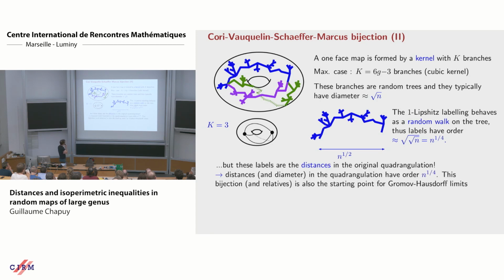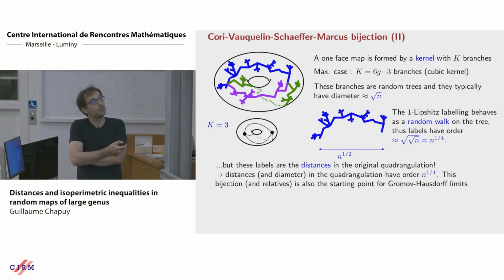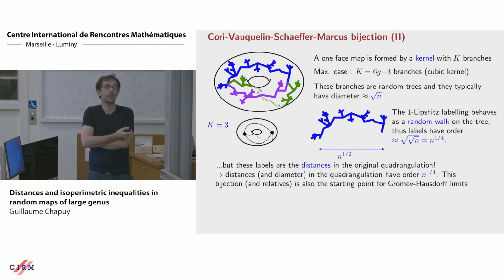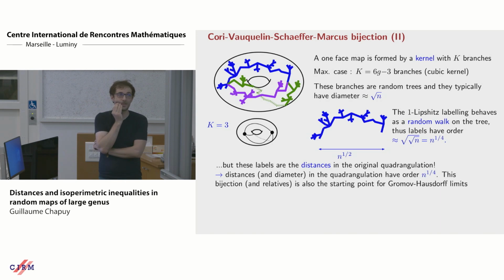And so this is precisely what you do to show the theorem that was before. This is the reason why the diameter in random quadrangulations is of order n to the 1/4. In the plane, these would just be trees. In higher genus, these are gluings of trees, but it is not much more complicated, and then you have this n to the 1/4.